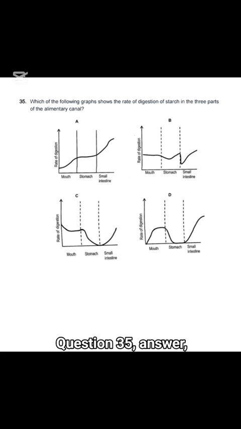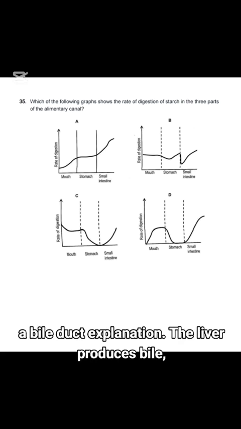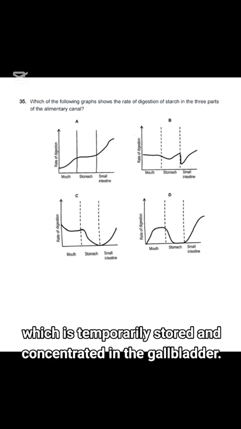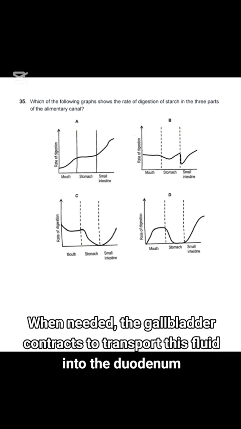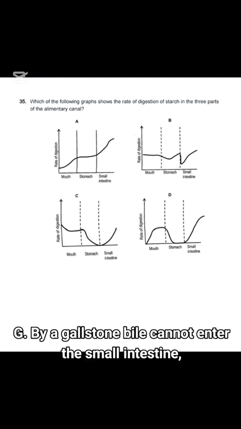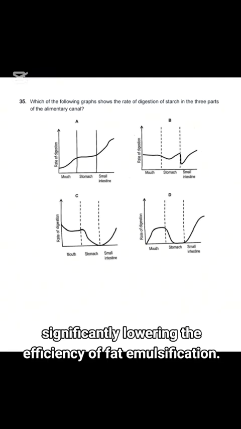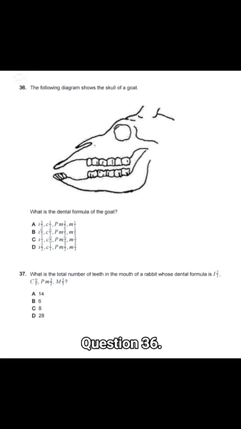Question 35. Answer: A. Bile duct. Explanation: the liver produces bile, which is temporarily stored and concentrated in the gallbladder. When needed, the gallbladder contracts to transport this fluid into the duodenum via the bile duct. If this duct becomes blocked, e.g., by a gallstone, bile cannot enter the small intestine, significantly lowering the efficiency of fat emulsification.